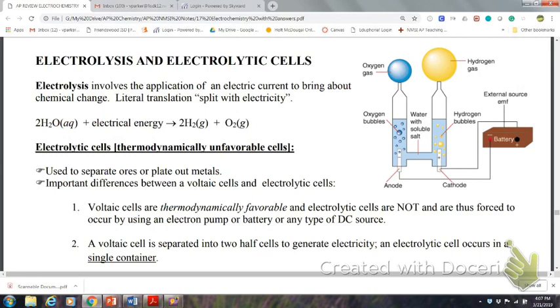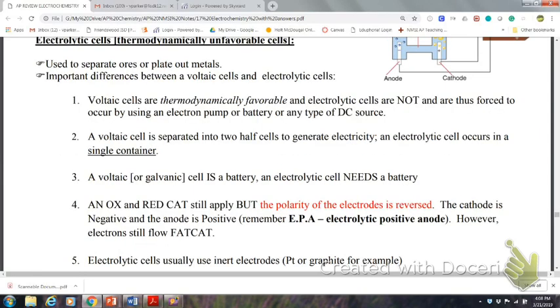You can use that to plate metals on other objects. We did that when we did the penny lab in Chem 1, where we took the penny and put it in there, connected it to the big, huge 6-volt battery, and then we plated it, and then we heated it up and made brass. So there are some important differences between voltaic cells and electrolytic cells that we need to remind ourselves of.